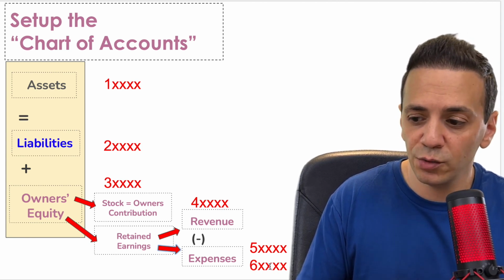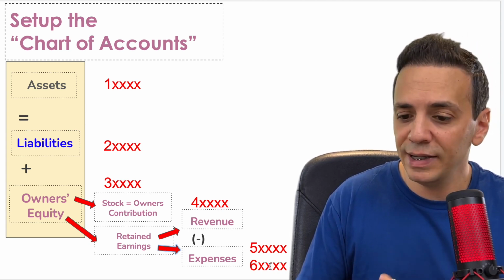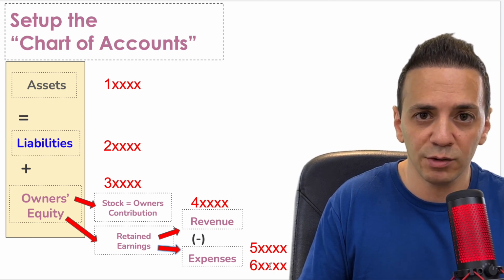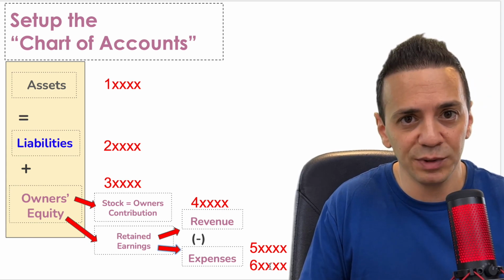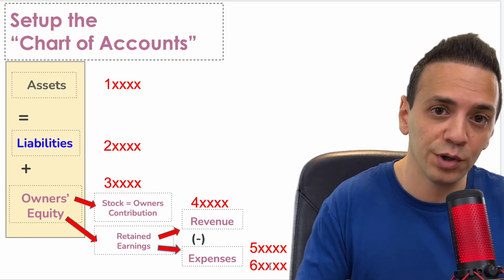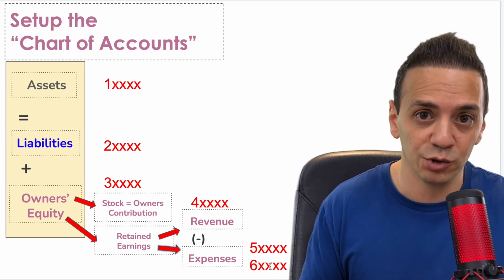Now, let's go through the balance sheet and income statement and make sense of how to set up a chart of accounts that's going to make our life easier as accountants, make it more intuitive for management to read the financial statements, and for auditors to be able to audit the work that you're doing as an accountant.